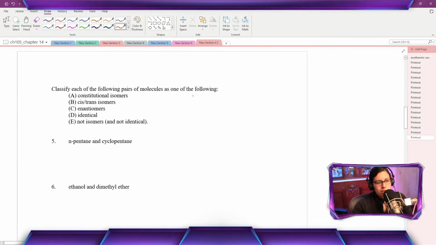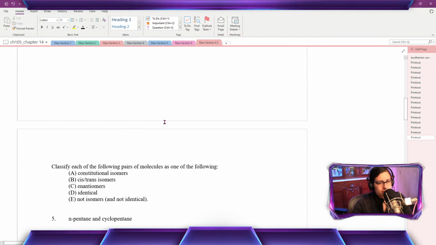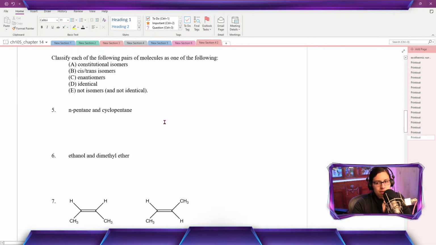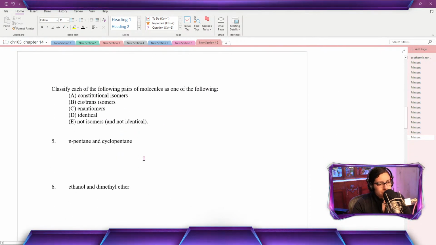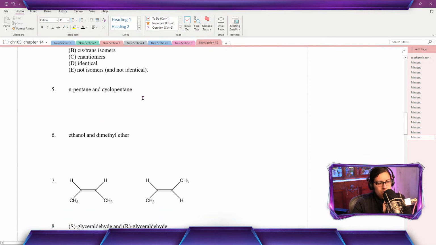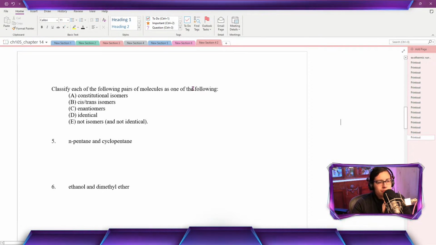All right, so the first part of the homework is a lot of definitions, so I'm going to skip that since we did a lot of that yesterday. Well, let's look at these practice problems. Classify each of the following pairs as either constitutional versus trans, enantiomers, or identical, or not isomers. So let's try 5. Everyone take a minute or so, put back on music, and then we'll go over it.